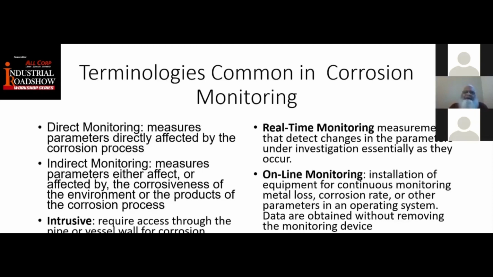Then what is real-time monitoring? Real-time monitoring is a measure that detects changes in the parameters under investigation, essentially as they occur. Online monitoring is the installation of equipment for continuous monitoring of metal loss, corrosion rate, or other parameters in an operating system. Data are obtained without removing the monitoring device. This is for online monitoring.